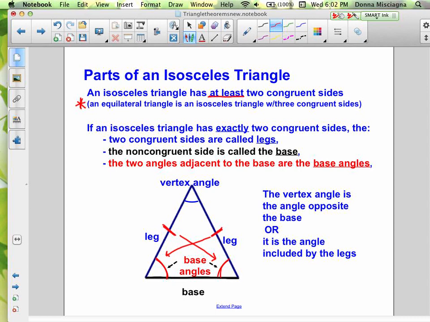The other angle is called the vertex angle. Right here we have the vertex angle. Right? And so that angle is opposite the base. Or you can think of it as the angle included by the legs. Right? So opposite the base, this one here, that's the vertex angle. Right? That's the one that has a different measure than the rest. The others are called base angles, and they have the exact same measure.